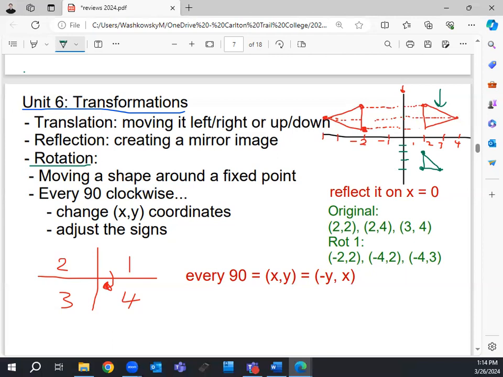Rotation's the hardest one for sure. That's the one most people struggle with. You have to remember how you rotate. You have to remember what you do with your signs. Not very fun.